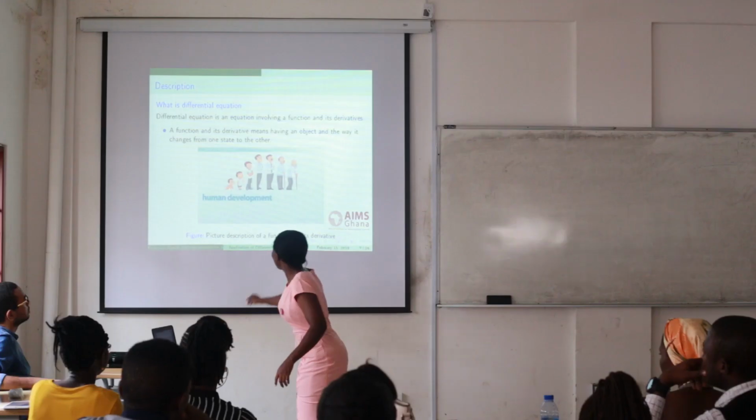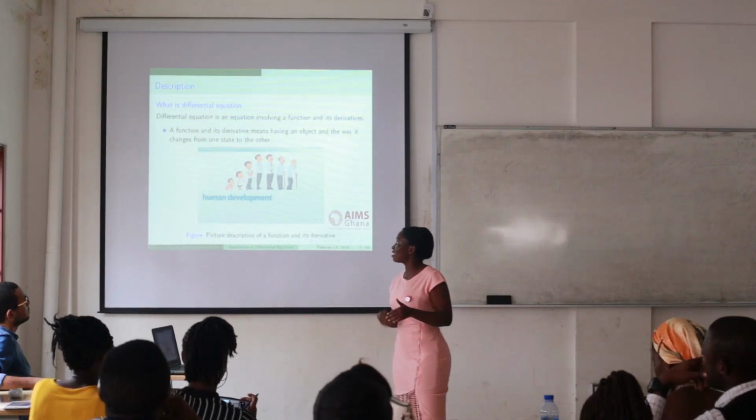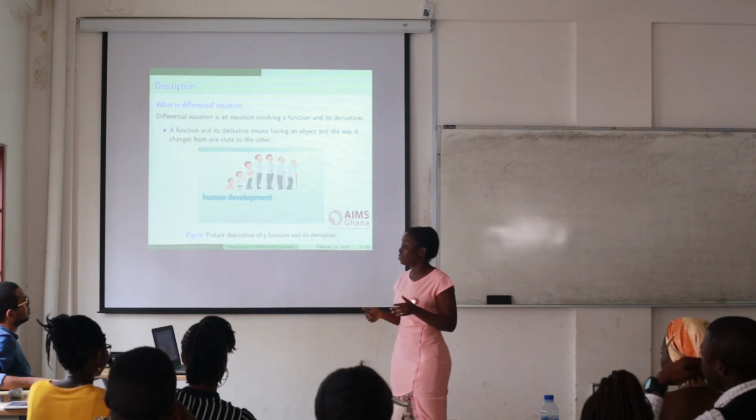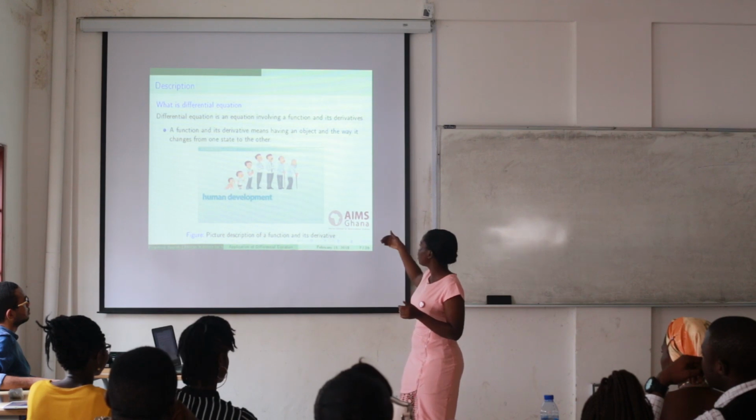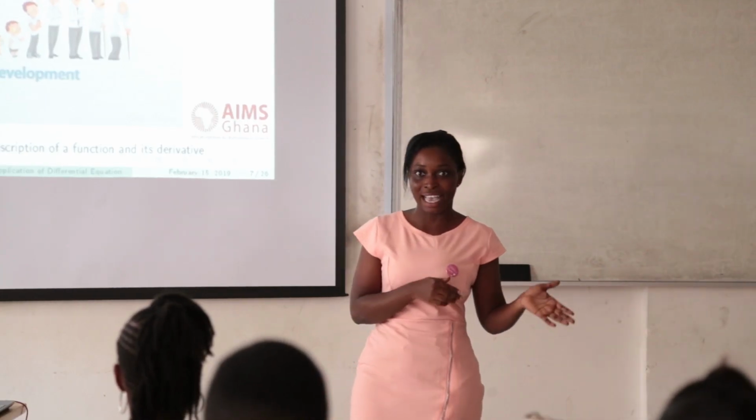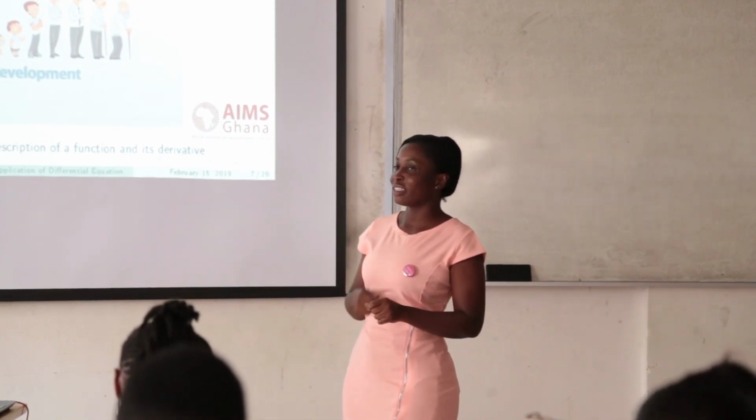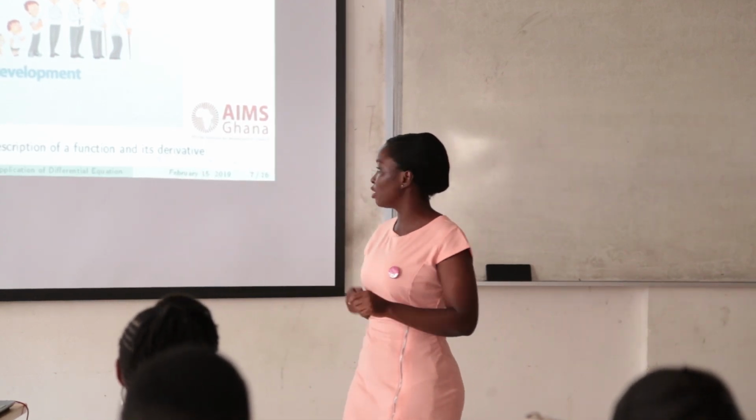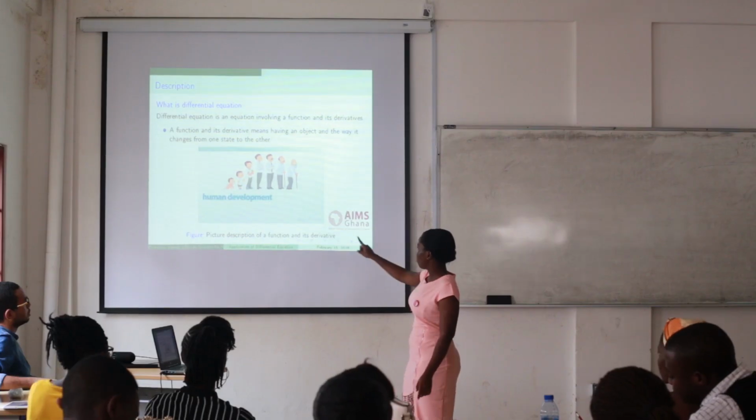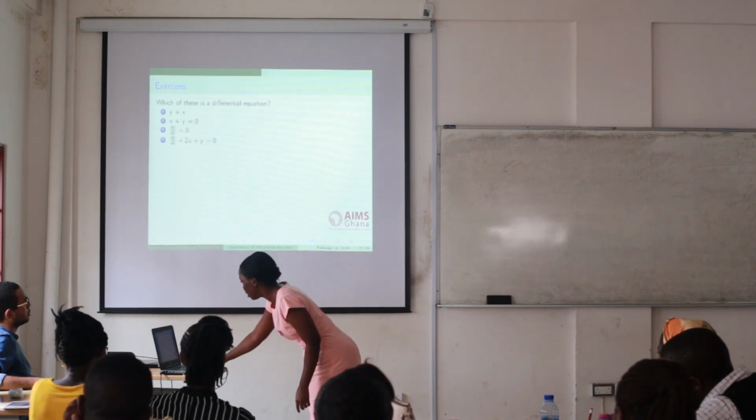So we have this human development. When a child is born, the child moves from baby to adolescent to adulthood, and then to old age, and from old age you know that you will die. This activity is called a differential equation because there are changes from one state to another. With this activity you can have a curve from childhood to death. So this activity is called a differential equation.